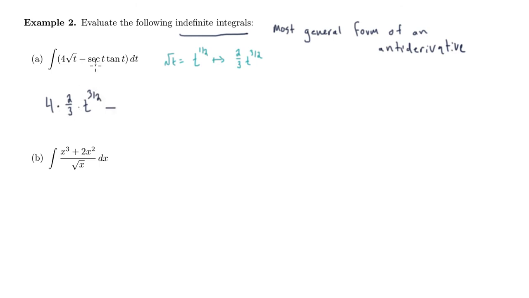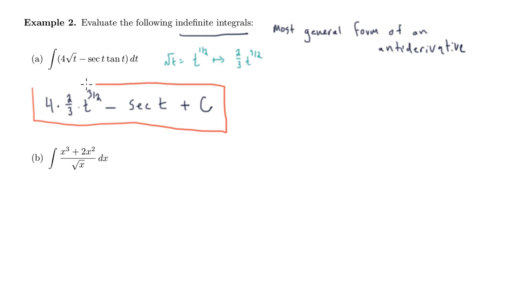And then minus, well, I need a function whose derivative is secant t times tan t. So think hard. This is another trig derivative. So it should be secant. The derivative of secant t, if you recall, is secant t times tan t. So you see how knowing your differentiation rules is really important here. And now, because I want the most general form of an antiderivative, I absolutely must put plus c.